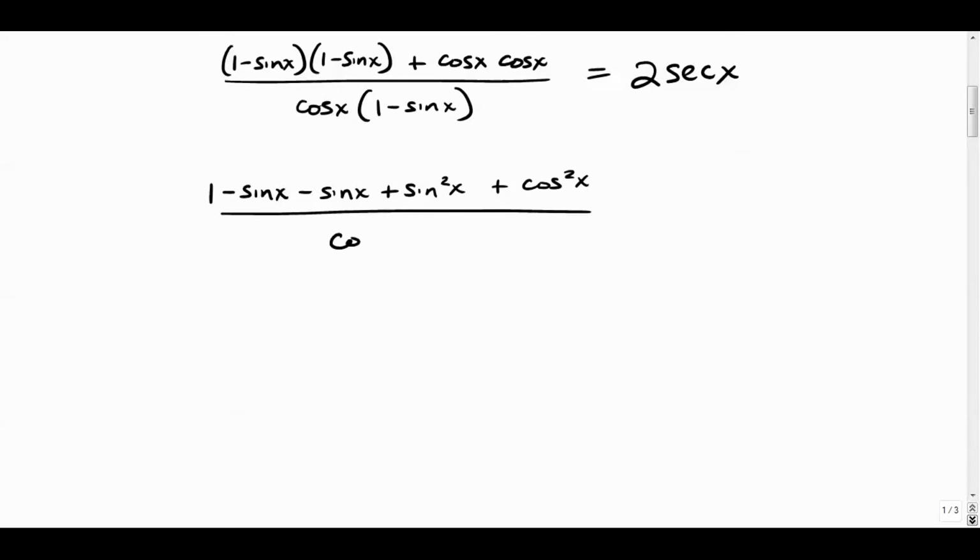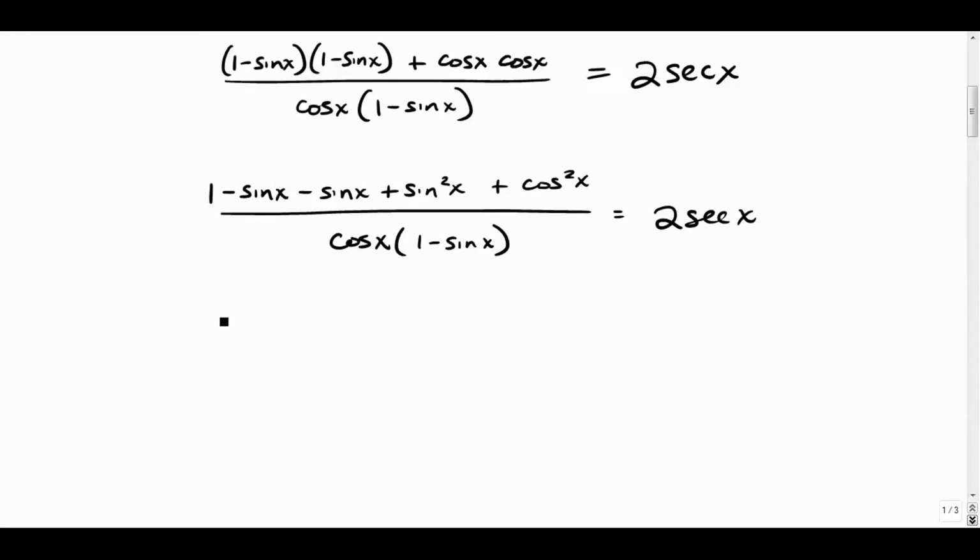And remember, that's all over cosine x times the quantity 1 minus sine of x. Now, notice I'm not going to distribute these 2 together, because a lot of times you're looking for a cancellation on either one of these. So we'll see if we can get that.